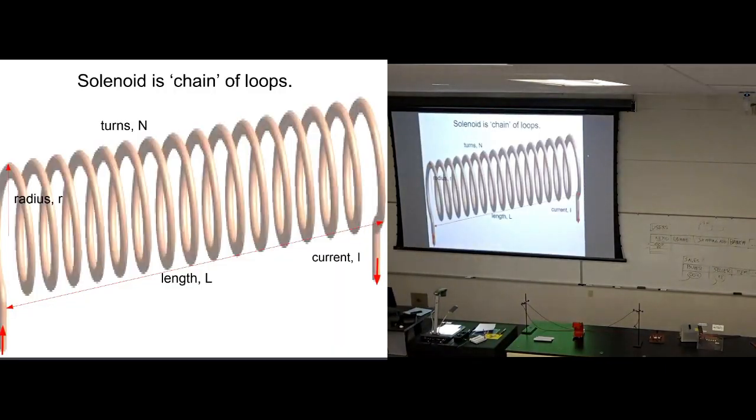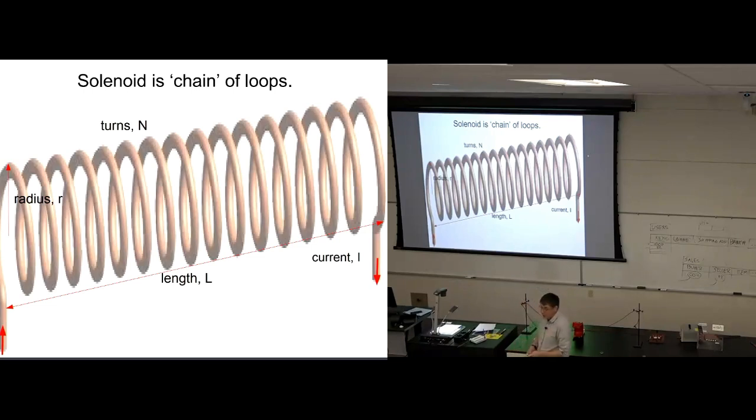Here's a solenoid. It's just a chain of collections of loops of wire, one after the other. Let's look on the screen here. This is the battery. Here's the first loop, second loop, third loop, and so on. So we've just strung together, like Christmas lights, loops of wire to turn a single loop of wire into multiple loops of wire that we give the name solenoid.